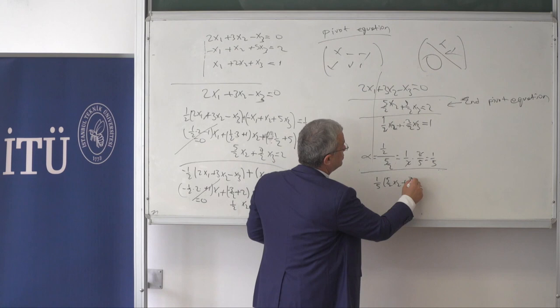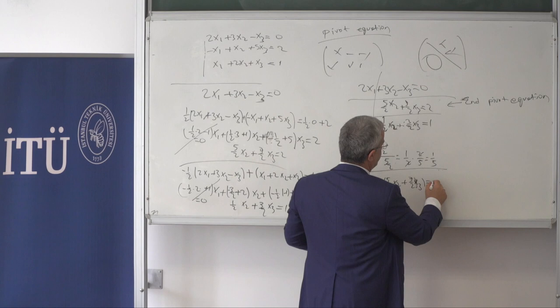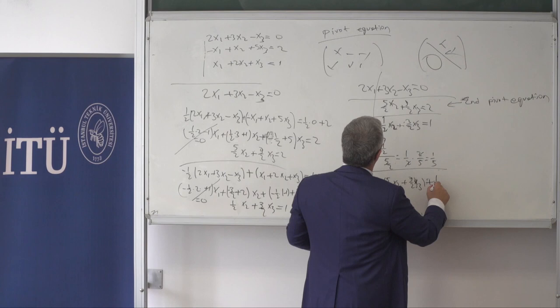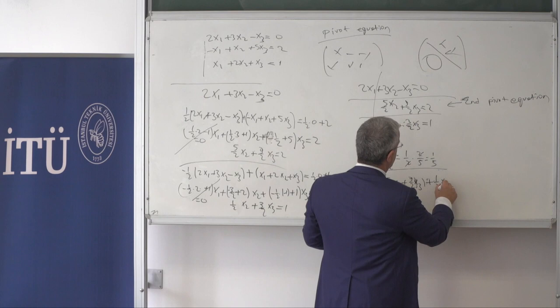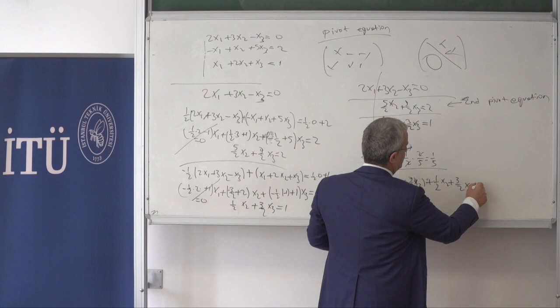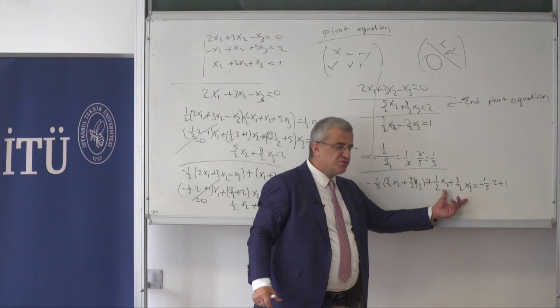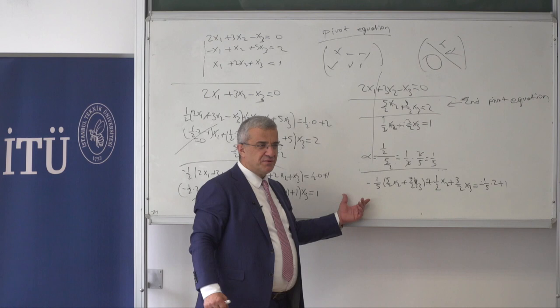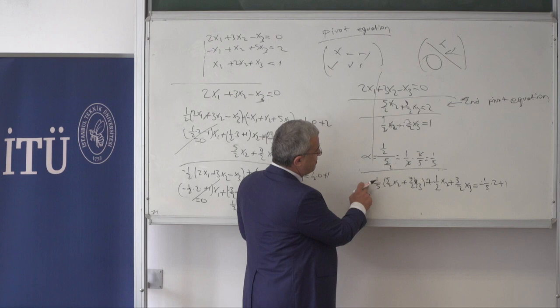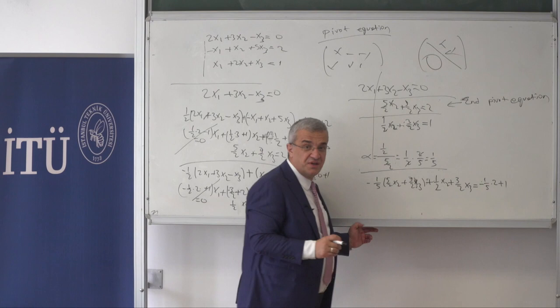is equal to plus 1/2. So we say we will subtract. So we put it here. 1/2 x2 plus 3/2 x3 is equal to minus 1/5 times 2 plus 1, right? When I say subtract, I should first write this and then write this, right? You will understand this. So subtract means add minus of it to that. So as you see here, x2, so you have minus 1/2 x2 and you have plus 1/2 x2. So no x2. X2 evaporates.